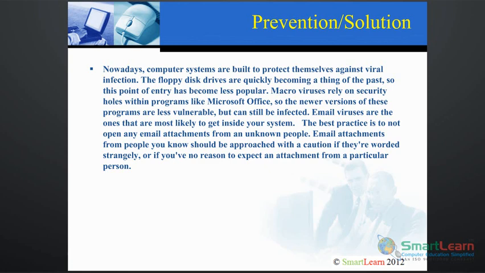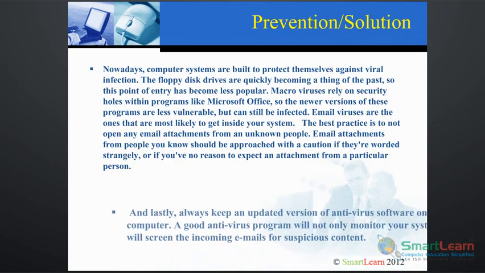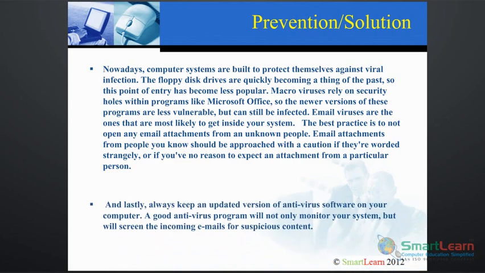Email viruses are the ones that are most likely to get inside your system. The best practice is to not open email attachments from unknown people. Email attachments from people you know should be approached with caution, if they word it strangely, or if you've no reason to expect an attachment from a particular person. And lastly, always keep an updated version of antivirus software on your computer. A good antivirus program will not only monitor your system, but will screen the incoming emails for suspicious content.